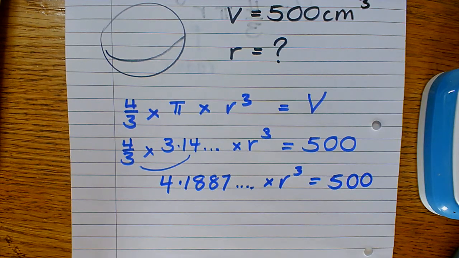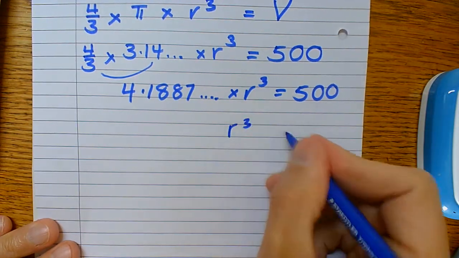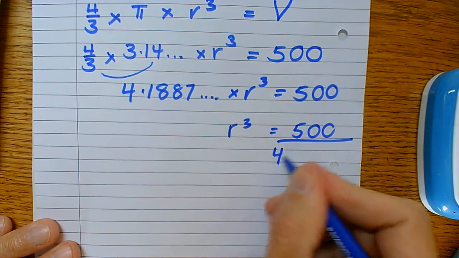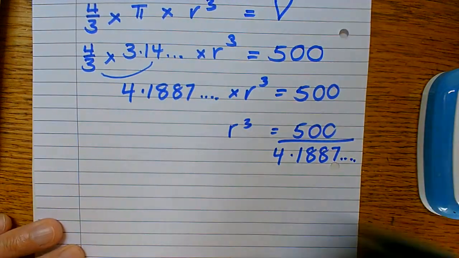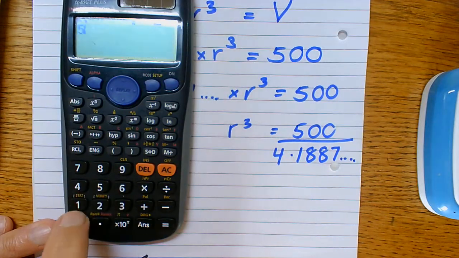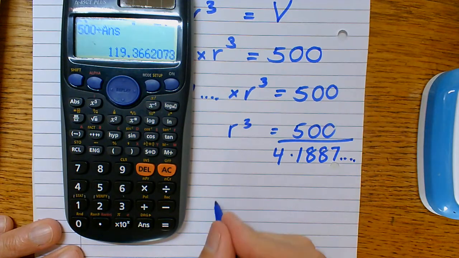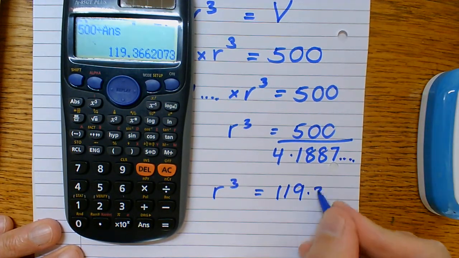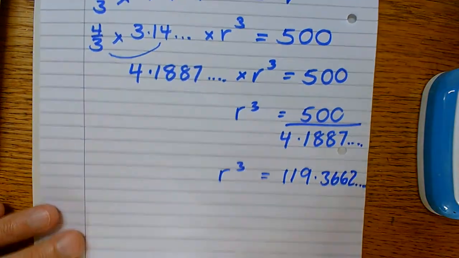So our answer is going to come out to be about 5 here. Let's see what it is exactly. R cubed is 500 divided by that number, which is stored in the calculator, 4.1887 and so on. Thank goodness for that answer button. So 500 divided by our previous answer gives us that. So r cubed is 119.3662 and so on. I'm not writing the whole of that number down.